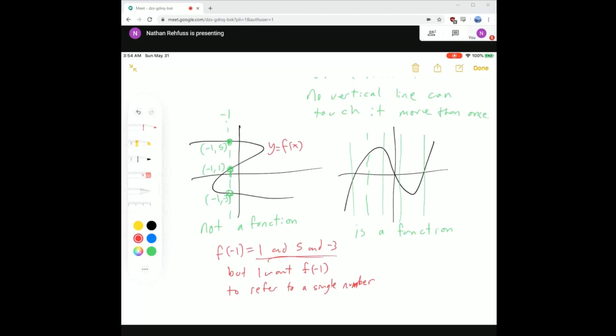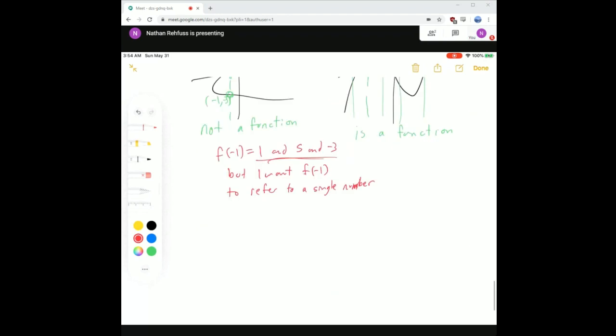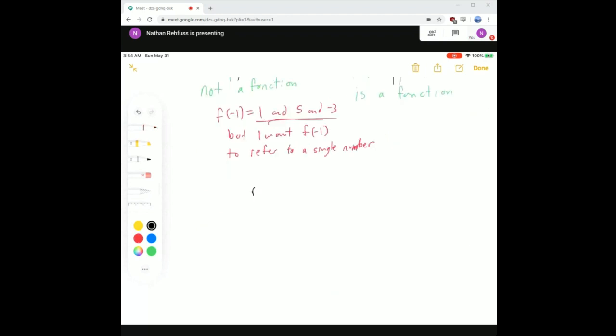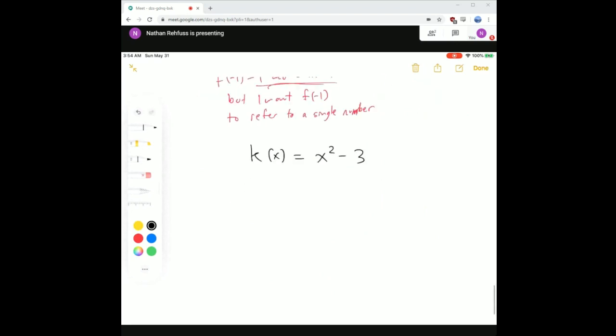Let me find my page. There's the other page in the notes I wanted to talk about. So earlier we had, again, let's say k of x equals x squared minus 3. So earlier I was plugging in a bunch of points, like k of 2 was equal to 2 squared minus 3, which was 1. k of -2 was -2 squared minus 3, which was 1.